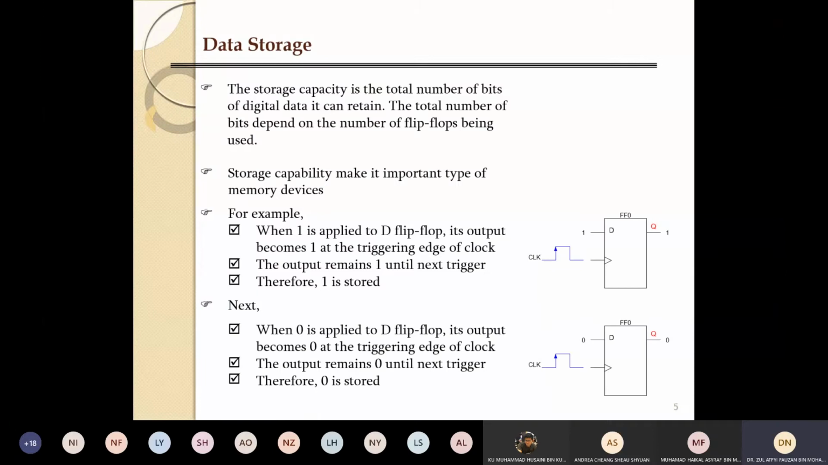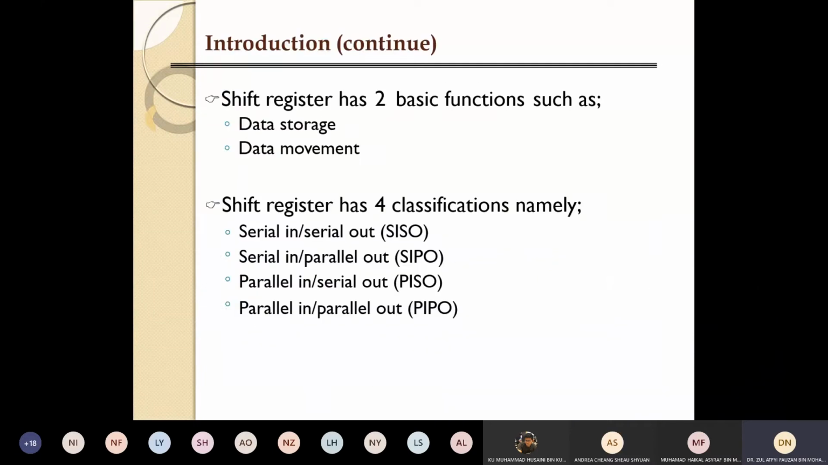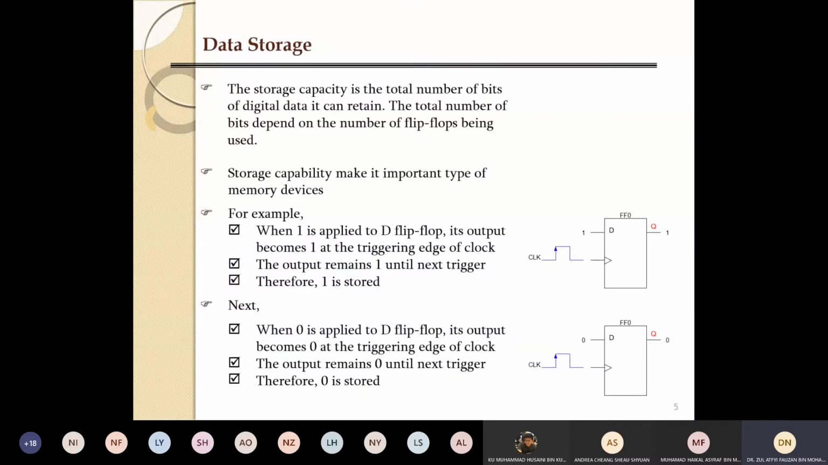Okay, and then shift register has 2 functions: data storage and data movement. So after this slide, you have to know how the data storage function and how the data movement function work for shift register. Okay, so you have to understand these basic functions of the shift register.